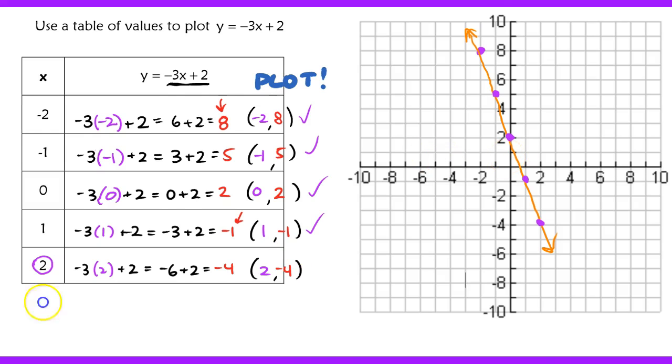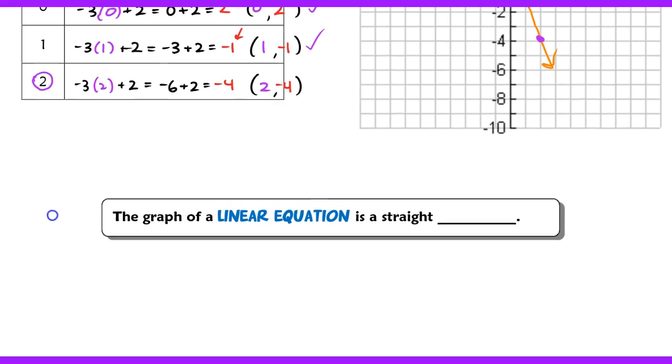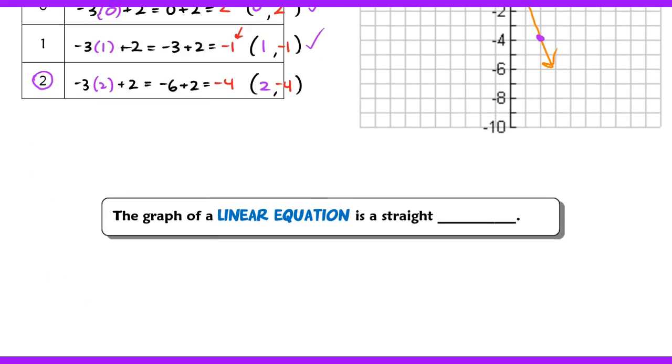So the very last thing we're going to fill out here is the bottom. And we're just going to try to re-emphasize this idea. The graph of a linear equation, which is what we've been trying to solve, right? A linear equation, the word line appears right in there, so it's always going to be a straight line when you graph a linear equation.